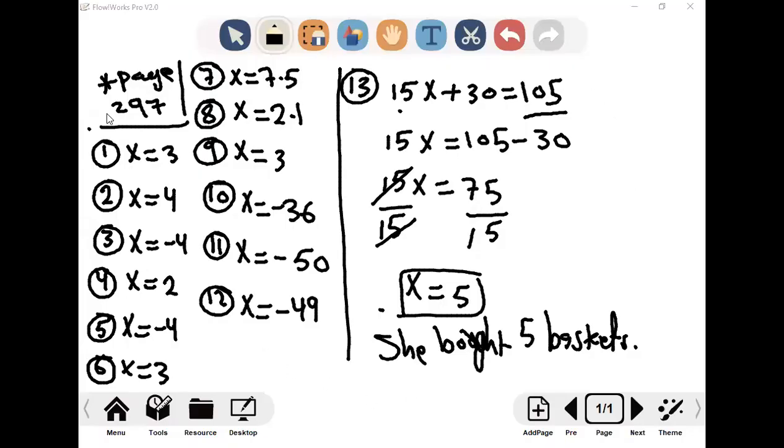So this is the homework, guys, page 297. Check your answers, and if you have any questions, you can ask me. This is the problem solving. Solve it, please. Any questions? Two-step equation. We understand it very well. It's very important. Okay. Students, any questions about the homework?